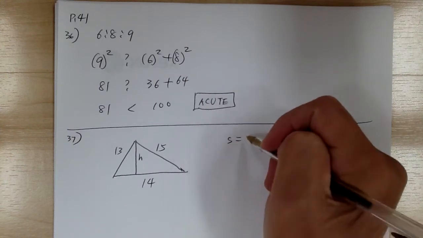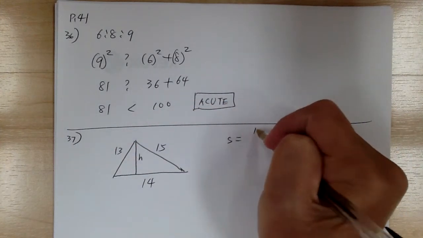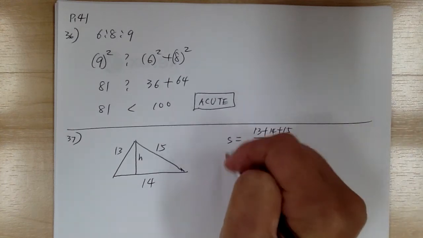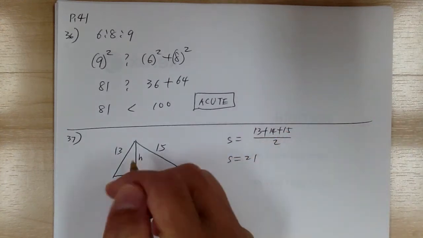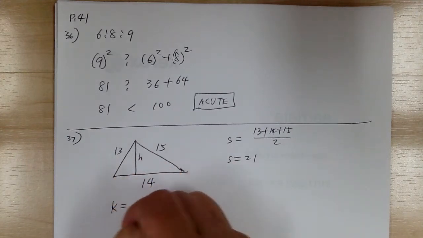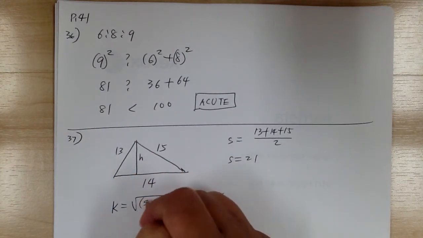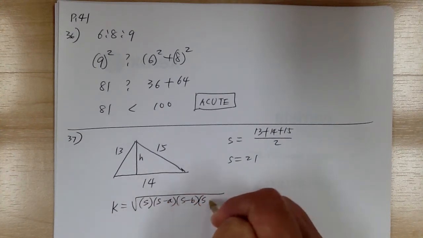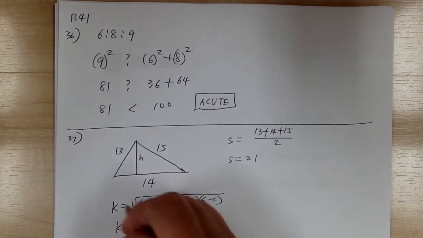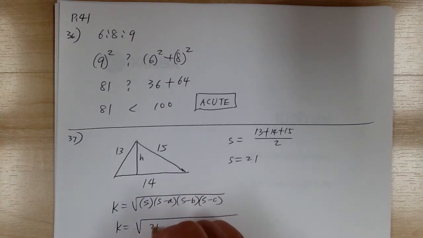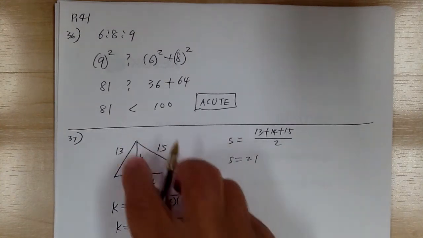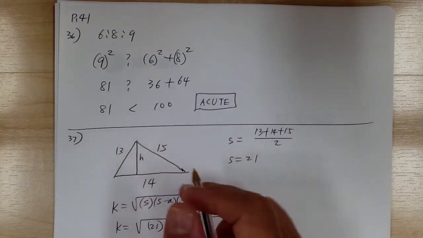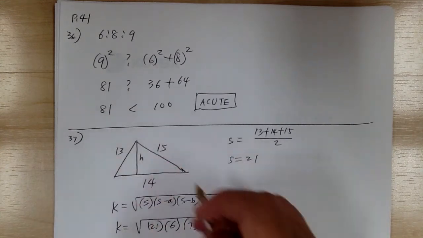S, the semi-perimeter, equals 13 plus 14 plus 15 divided by 2. So S equals 21. And therefore the area equals the square root of S times S minus a, S minus b, S minus c. So K is the area, and the area equals 21 times, you just use S minus each one of those. So this will give you 6, this will give you 7, this will give you 8.